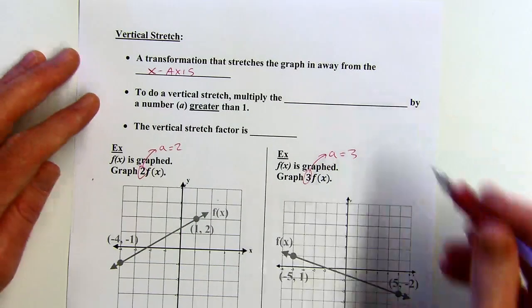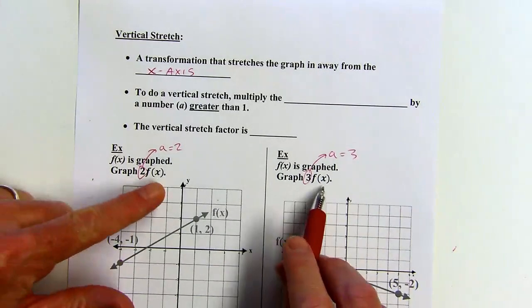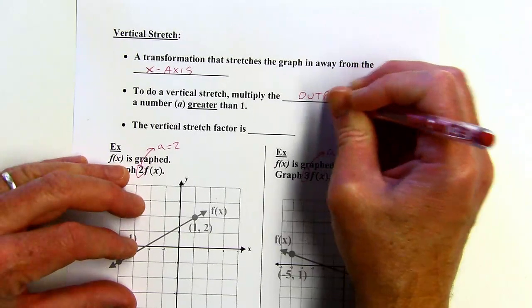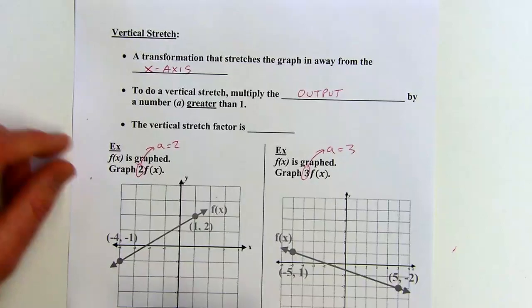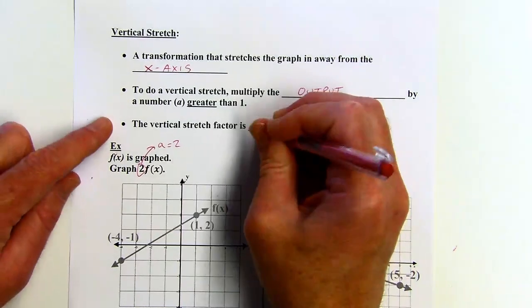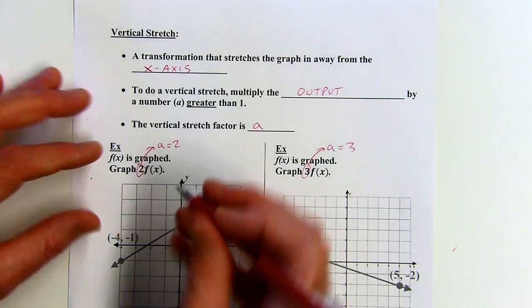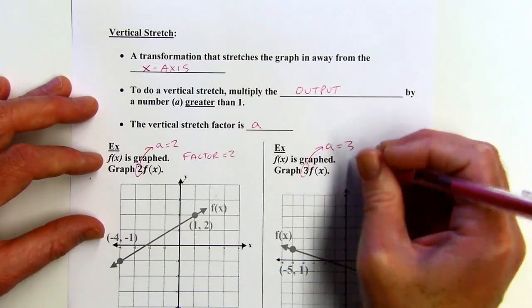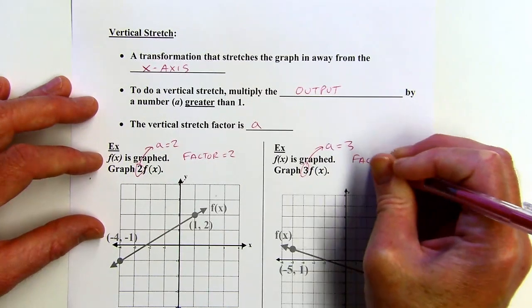We're going to multiply the output again. It's not the input. It's not inside the parentheses. So this is the output. We're multiplying the whole function by something. And the vertical stretch factor is a again. So if a is 2, that means the factor is 2. If a is 3, the factor is 3.